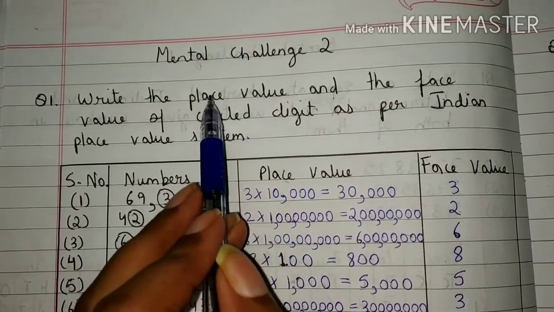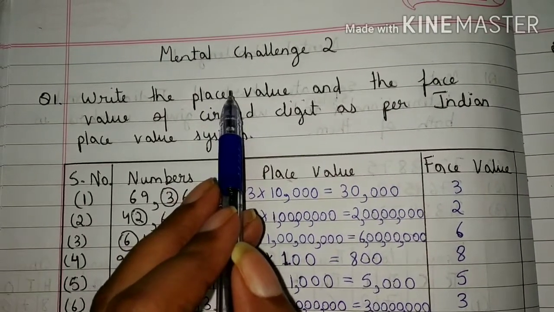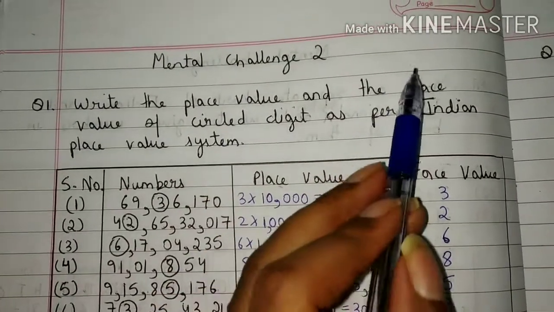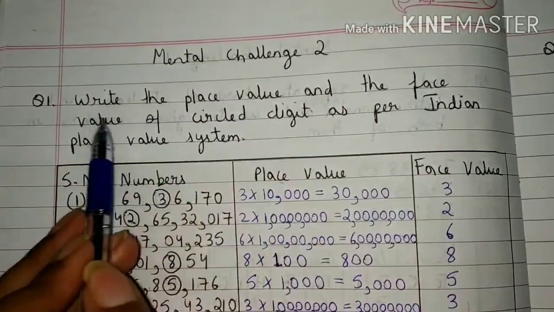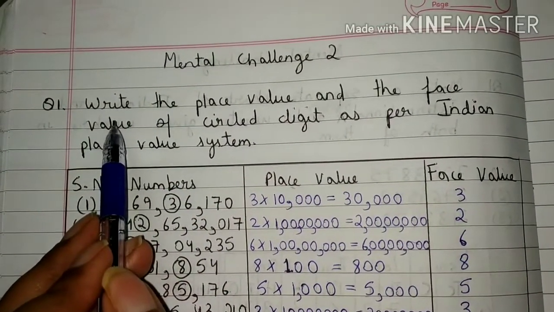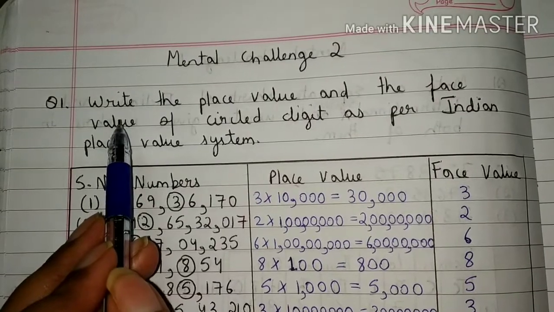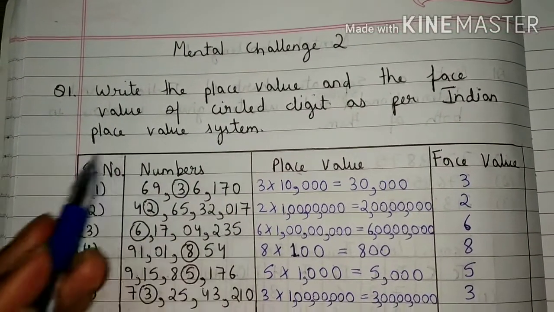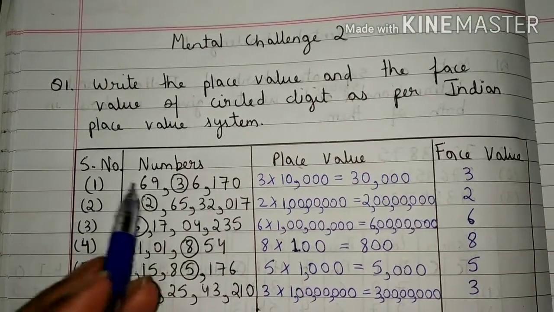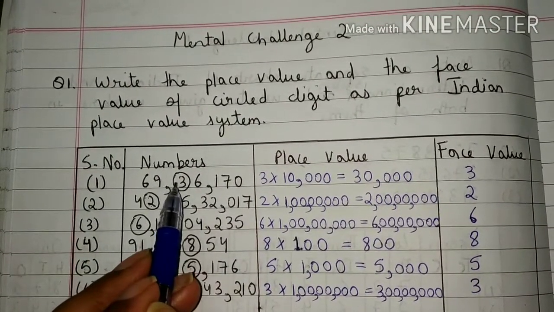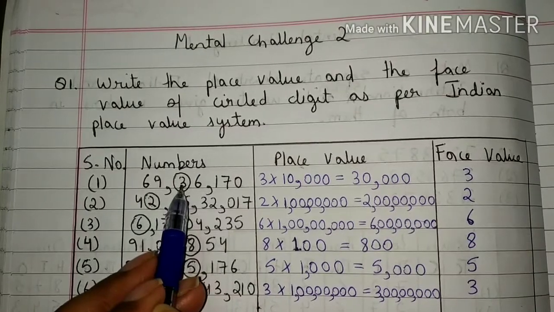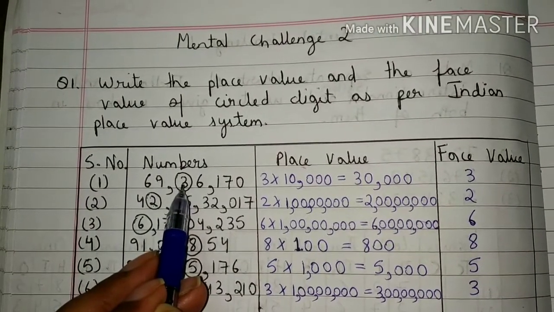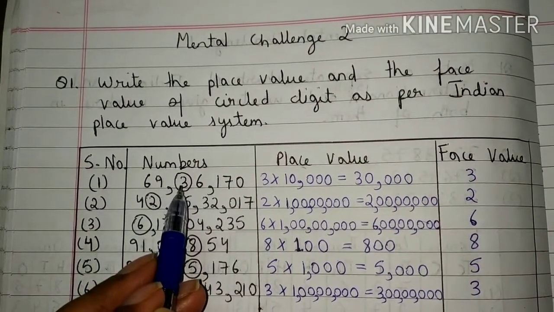Place value states the position of a digit in a given number. Students, face value means face value of a digit is the value of the digit itself. Students, now come to first question. In this question, circled digit is 3. So you have to write the place value and the face value of 3.